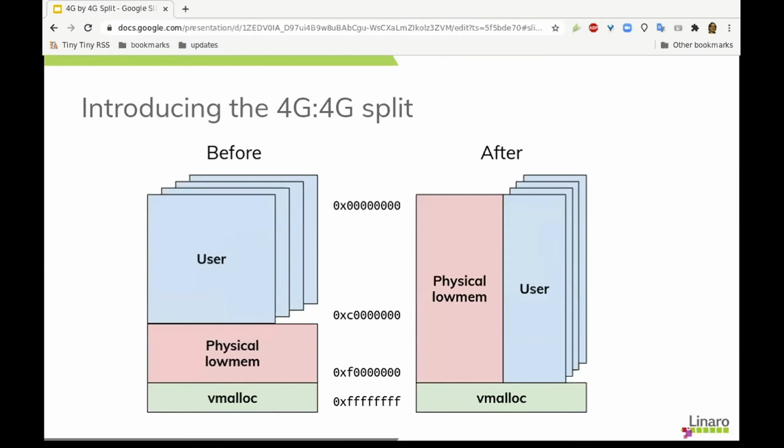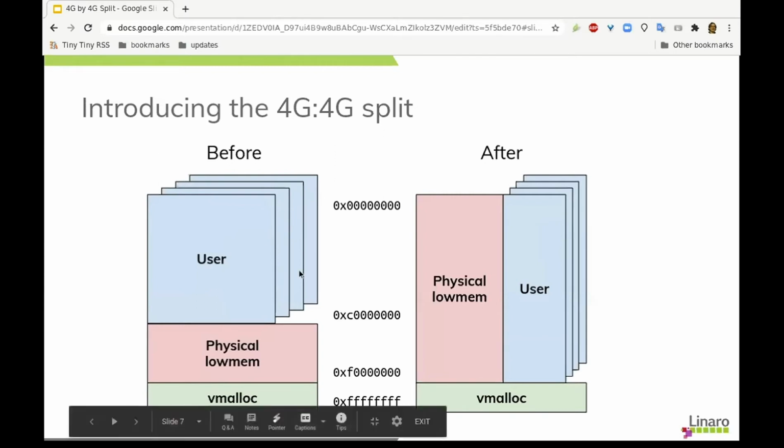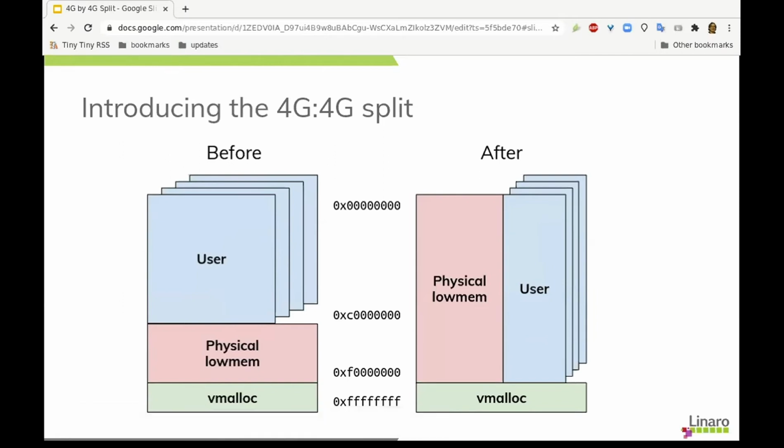So this is the idea that we've had for how we can solve this problem by introducing a number of others. So rather than having multiple processes at low addresses and then a little bit of physical lowmem, we would have a fairly large amount of lowmem and a fairly large amount of address space for user space, but only have one of them at a time, and then we switch back and forth between them. So just like we switch between user processes, we now also have to switch to the kernel.